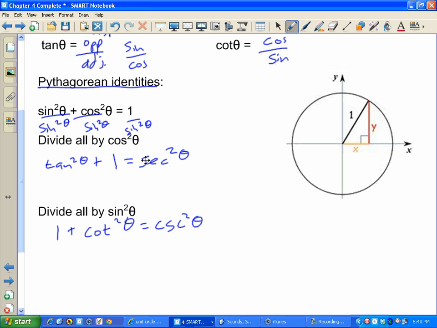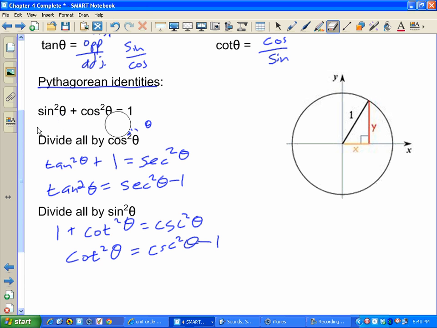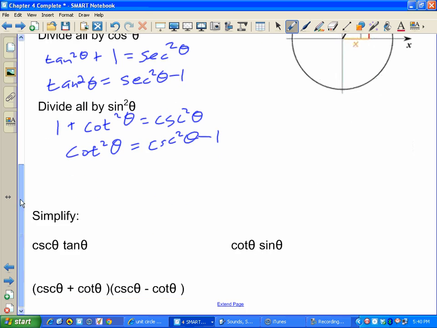So I could have secant squared minus 1 if I subtract the 1 over. So if you see tangent squared, you could turn it into secant squared minus 1. Again, I could subtract the 1 over here, and so if you see cotangent squared, you could turn that into cosecant squared minus 1. So the thing that's going to tip you off to these is anytime you see a trig function that's squared. There's probably some Pythagorean identity you can switch it to.